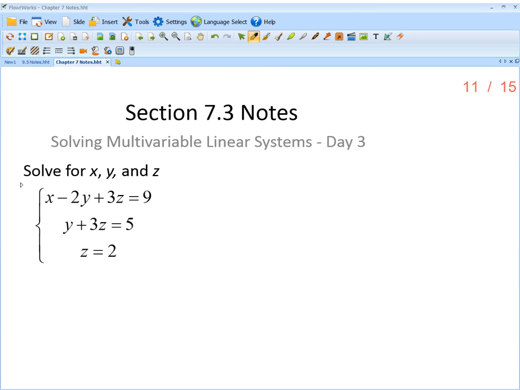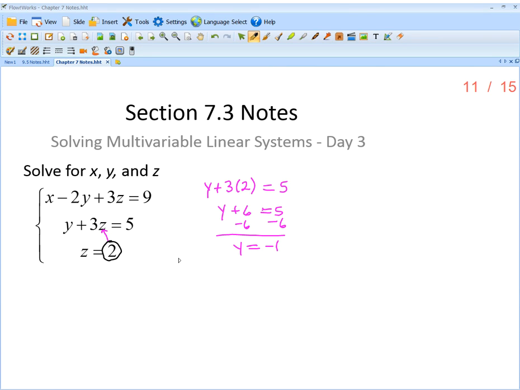All right, the first one isn't too bad. If we notice, there are three variables, x, y, and z, but two of these equations already have simpler forms of the equation. So we're going to begin with the z equals 2. We already know z. So since z is equal to 2, what we'll do is go to the second equation and replace the z in that equation with the 2. So y plus 3 times 2 is equal to 5. Solving, I get y plus 6 is equal to 5. I subtract 6 from both sides, and I get y is equal to negative 1.